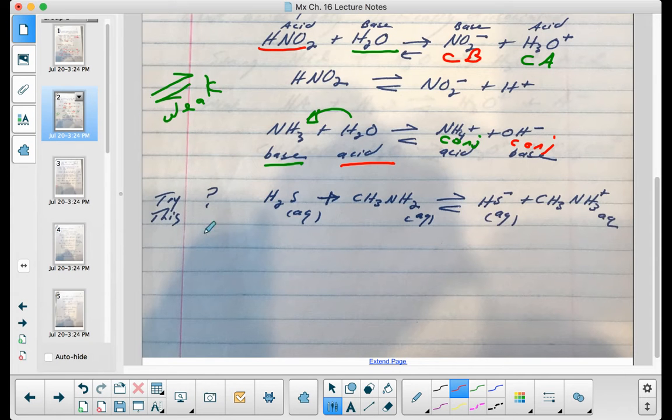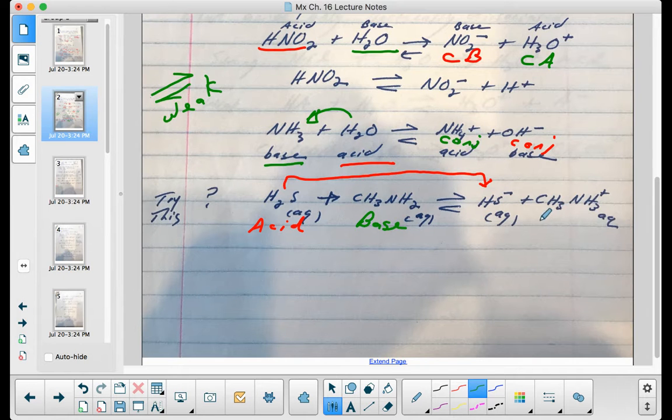So let's talk about this one that I asked you to try. If I want to identify the acid-base pairs in this, I'm going to look and say, what is this doing when it goes from this side of the equation over to this side? Well, it's losing a hydrogen ion. So if it loses a hydrogen ion, I'm going to identify it as an acid. If that's the acid, then the other one has to be the base. And so the base must be the one that takes on the extra hydrogen ion.